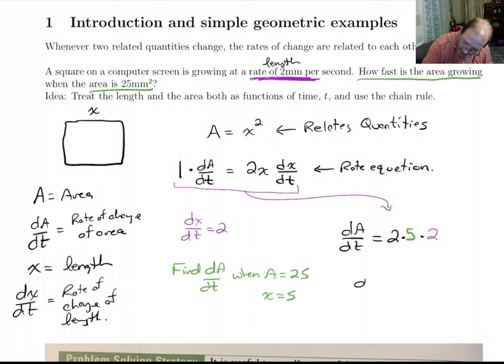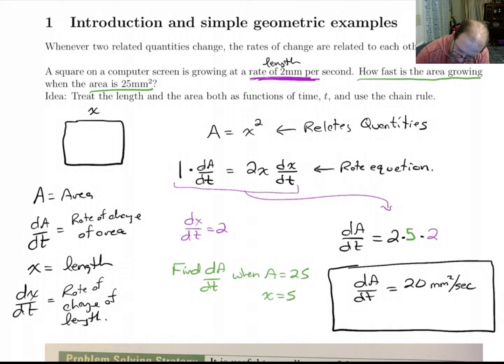So I wind up with dA/dt is equal to, well, it's 20, and the units here will take care of themselves. This is talking about how fast the area is changing. So this is going to be 20 square millimeters per second.